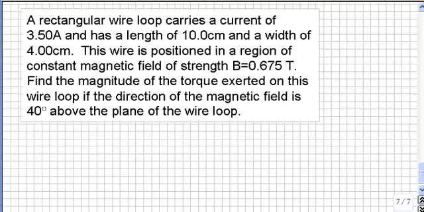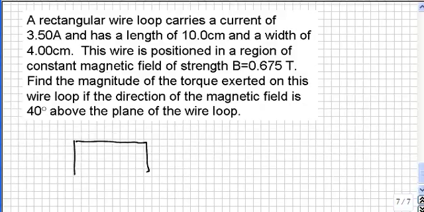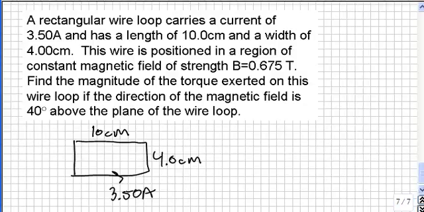Okay, so let's make a sketch of what's going on in this problem. We're told that this is a rectangular wire loop. It's got a length of 10 centimeters, width of 4 centimeters, and it carries a current, let's say, going around this way of 3.5 amps. This thing's in a region of uniform magnetic field that goes through at a particular angle. And the question is, what's the magnitude of the torque that's exerted on this wire loop?